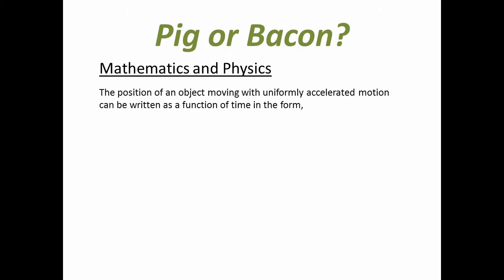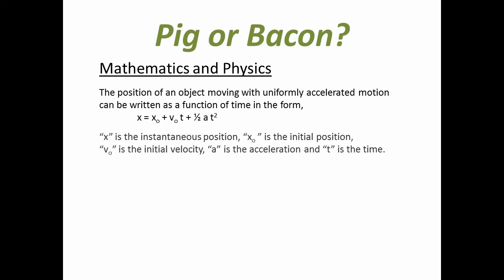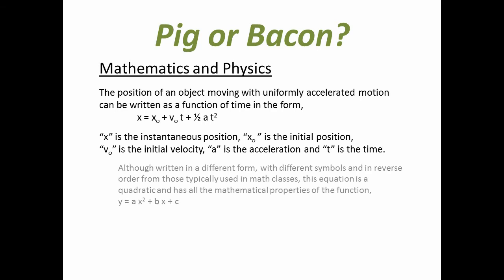The position of an object moving with uniformly accelerated motion can be written as a function of time in the form x equals x0 plus v0t plus 1/2 at squared. X is the instantaneous position, x0 is the initial position, v0 is the initial velocity, a is the acceleration, and t is the time. Although written in a different form with different symbols and in reverse order from those typically used in math classes, this equation is a quadratic and has all the mathematical properties of the function y equals ax squared plus bx plus c.